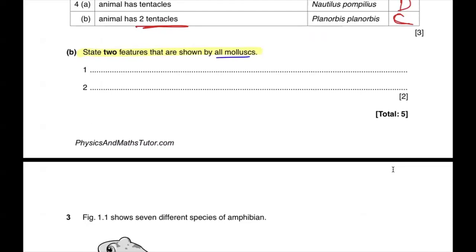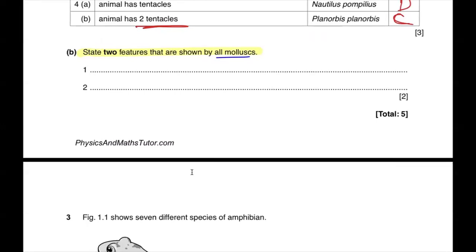So what are mollusks? Isn't mollusks like something for sea creatures? I think they all have shells, but I'm not sure. Yes, shown by all mollusks.